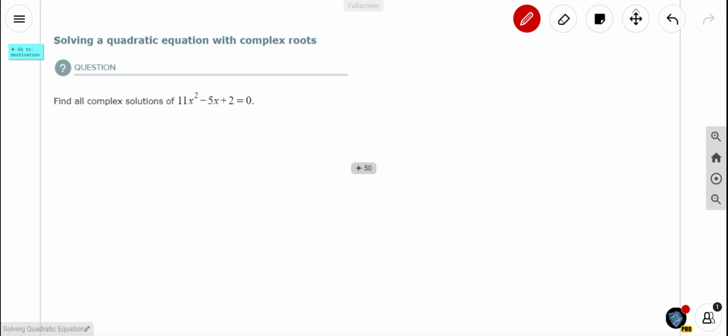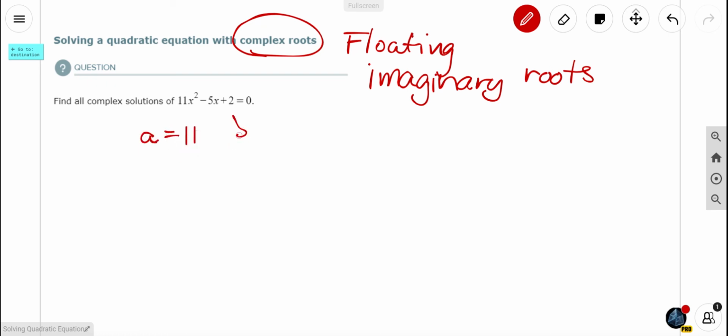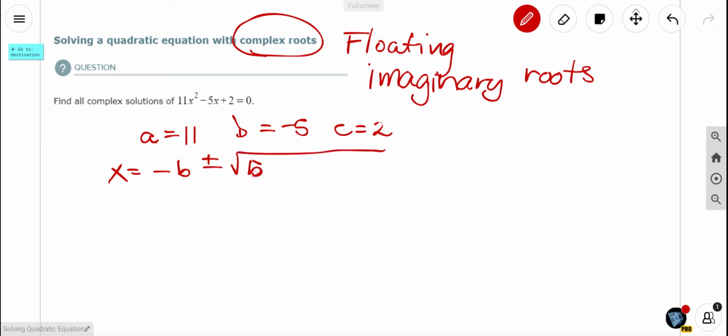Next, here we go again. Okay, now it's complex. Now we're going to get to the floating, which means we're going to get imaginary roots. Okay, so ready? a equals 11, b equals -5, and c equals 2. All right, here we go. x is equal to -b plus or minus the square root of b squared minus 4ac all over 2a.